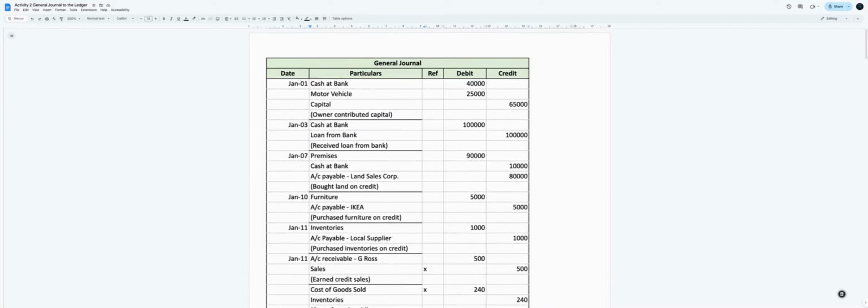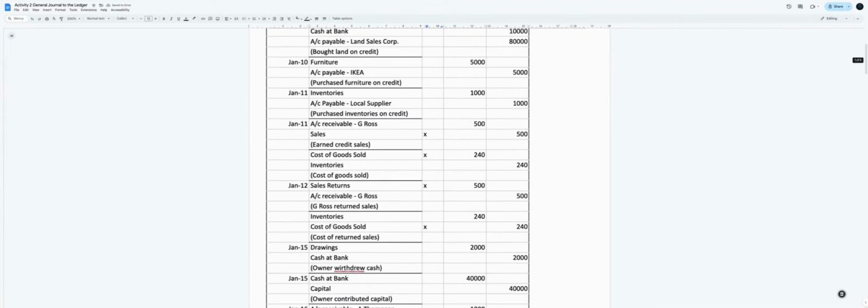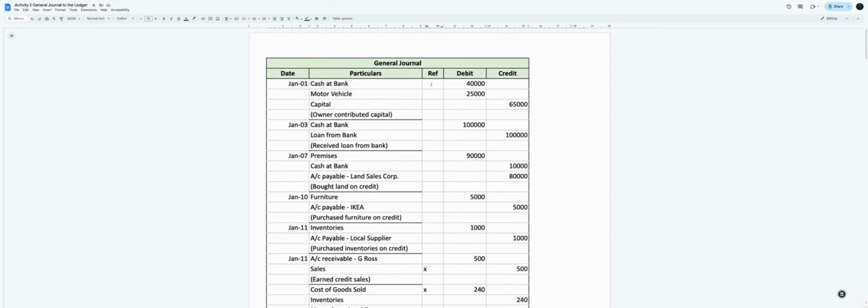So there was some confusion today when we were looking at this. When we're looking at what is the opposite account, that $40,000 doesn't have an equal 40,000 over here in the credit, but it's made up of this 65,000, which is capital. So that's what we write in our particulars here. We've posted that amount for Cash at Bank. So let's put our reference check in.